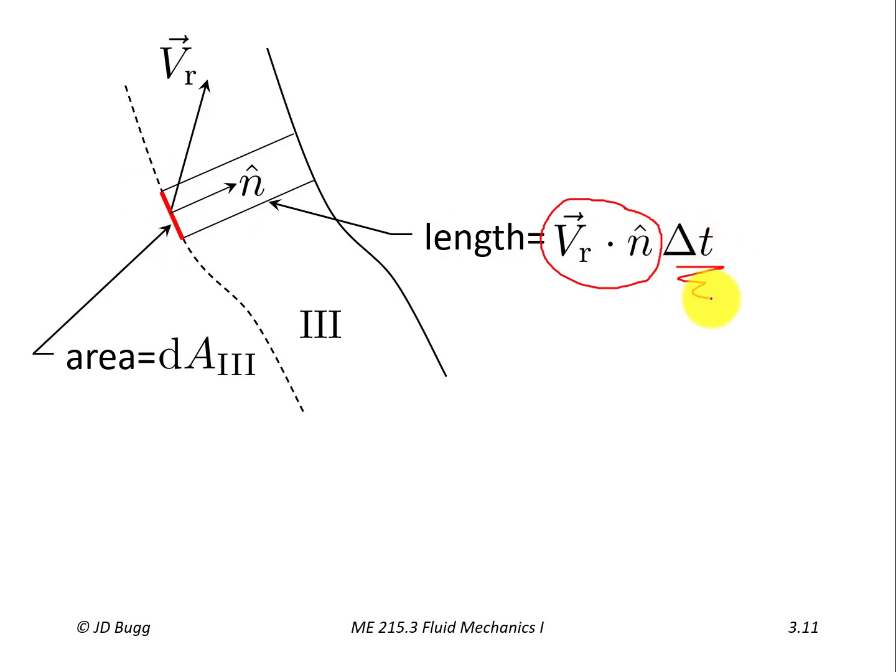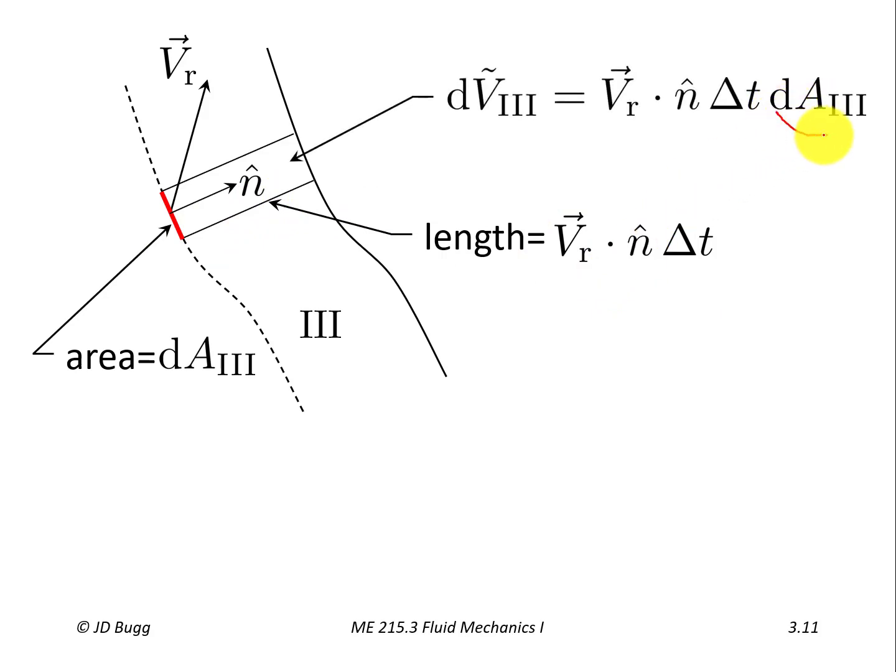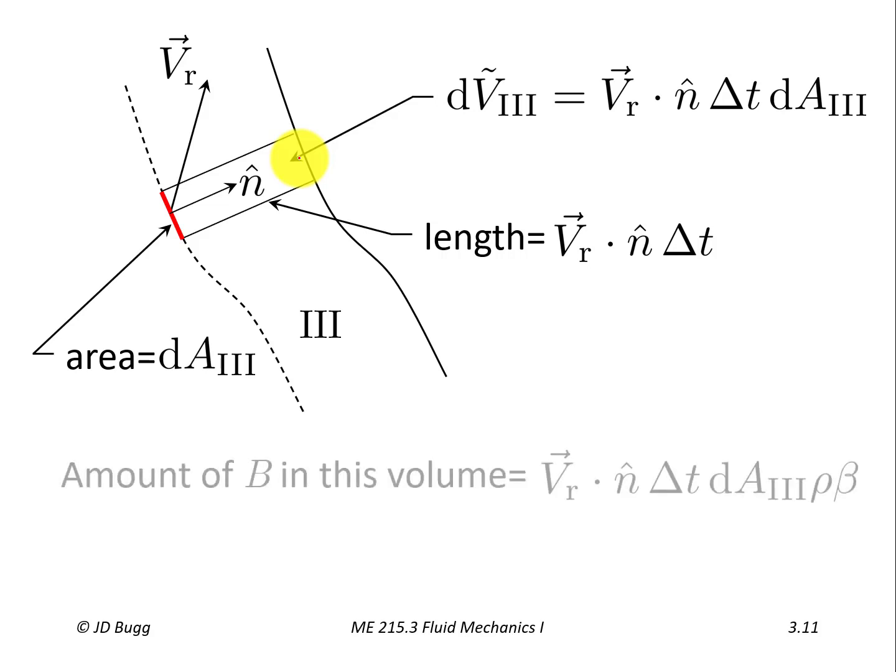So we just multiply it by the amount of time that has passed, and we get the length of this line. So Vr dot n delta t. So next, we multiply that by dA, this area, and that gives us the volume of this little segment of region 3. So that's what dV3 is, the volume of this little segment. What we're interested in, though, is how much B is there in that little segment.